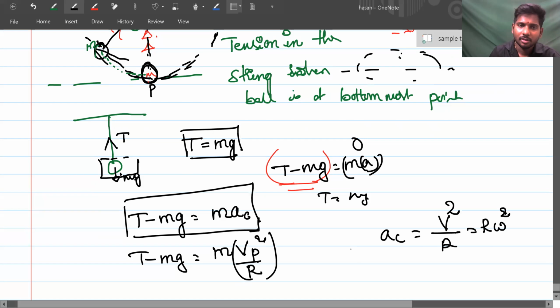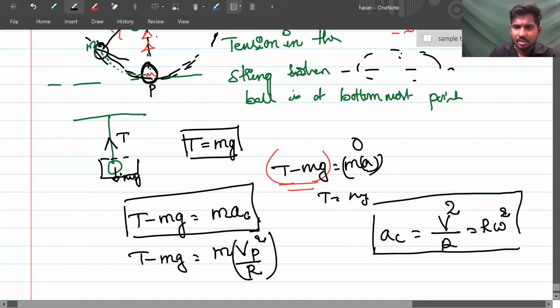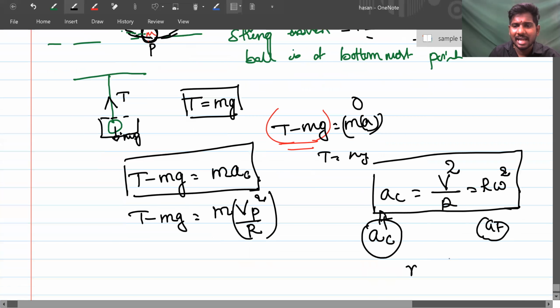Do you remember this? In the first lecture I taught you this. There will be two accelerations, AC and AT. AT will be there when speeding up, but AC always exists in a circular motion, which is towards the center, I told you. R omega square into minus R cap, I discussed in that video.